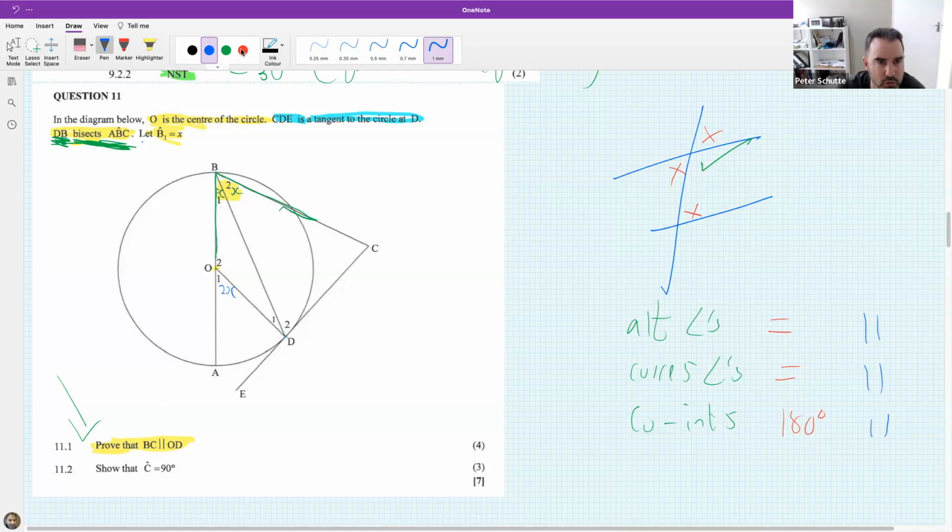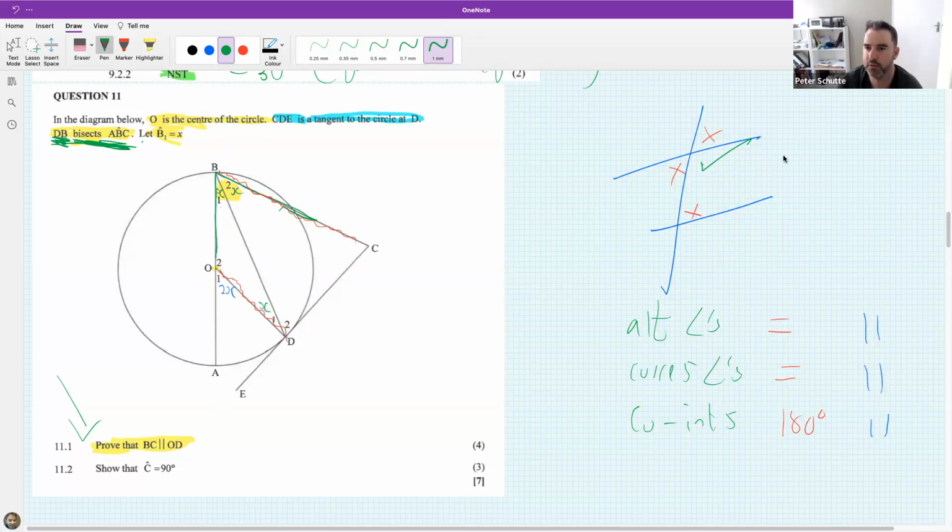Now, what were we trying to prove? We were trying to prove that BC, so this line over here, is parallel to this line over here. Or you could say that people are saying D2 is X. I don't know if I would say D2 is X, because D2 is, oh wait, is it, no, I don't think you can do that one. D1 is X. Yes, you could say that D1 is X. So how would that work?